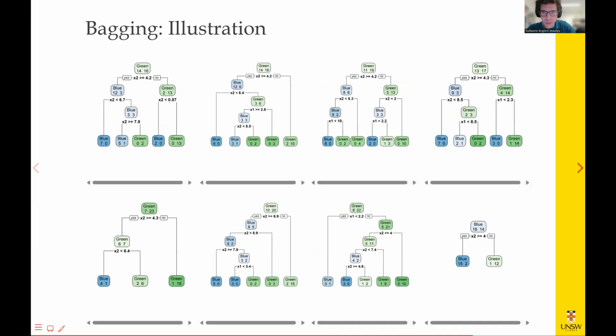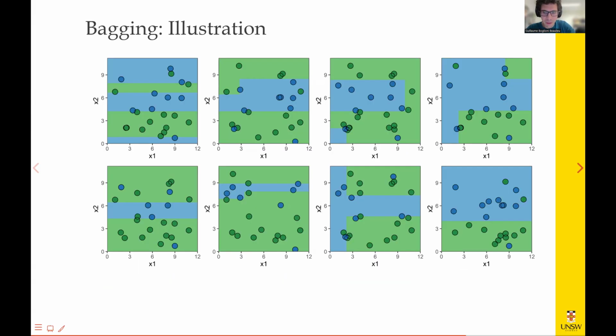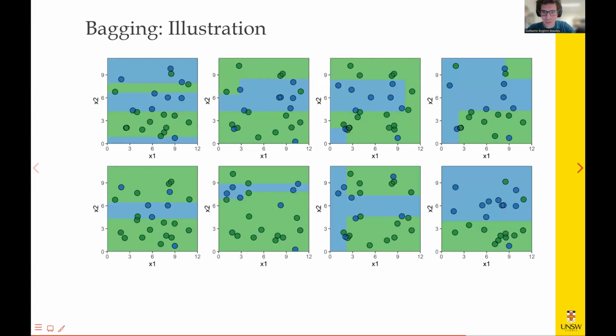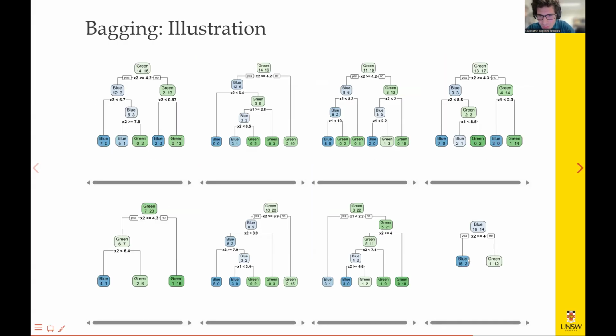Okay, this is a tree. Maybe I should have presented this before, but this is a tree representation of those 8 samples. I don't think I have the patience to analyze all of them, but you can take a moment to convince yourself that those trees correspond to those depictions here. The simplest one is the last one, because there's only one decision node.